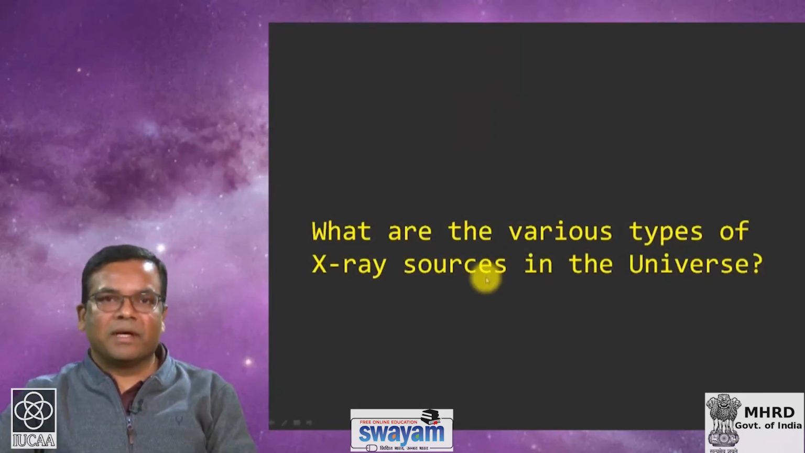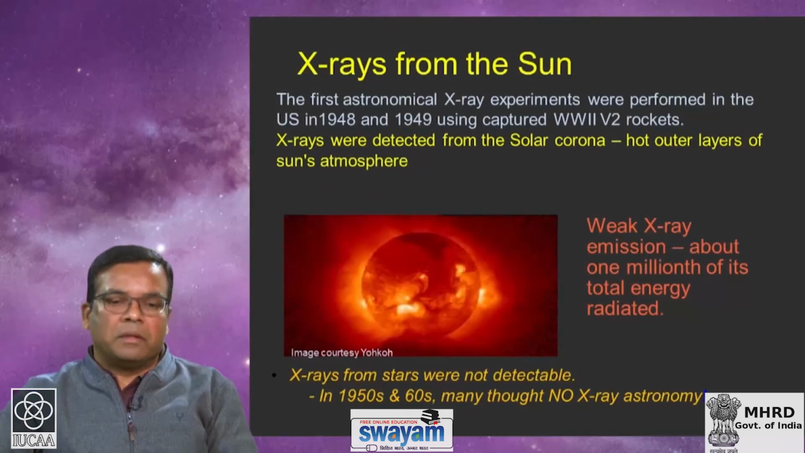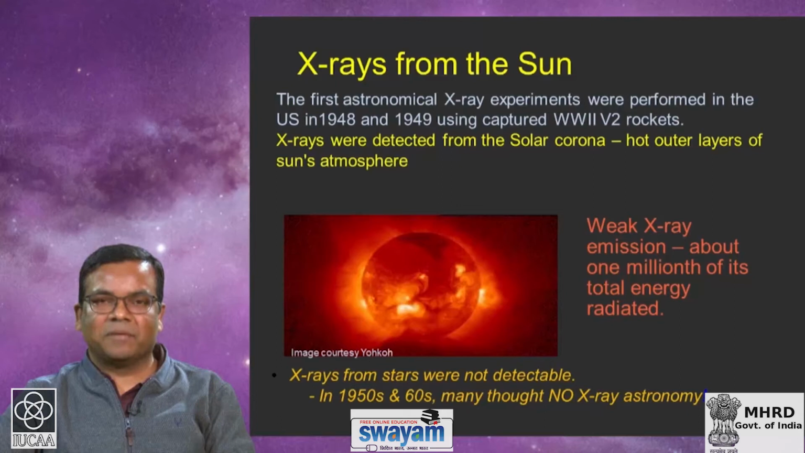The next question we want to ask is: what are the various types of X-ray sources in the universe? Our sun is an X-ray source. In fact, it was the first astronomical X-ray source whose X-rays were discovered. The first astronomical X-ray experiments were performed in the US in 1948 and 1949 using captured World War II rockets. These rockets contained Geiger-Müller counters, and they could detect X-rays.